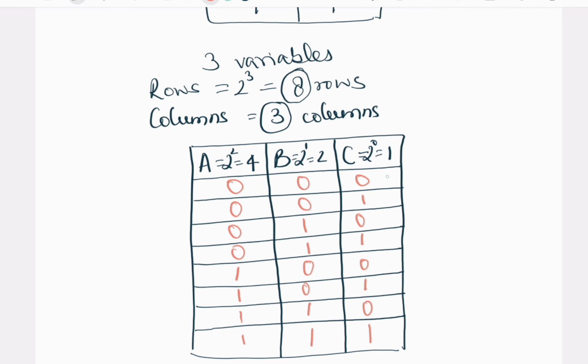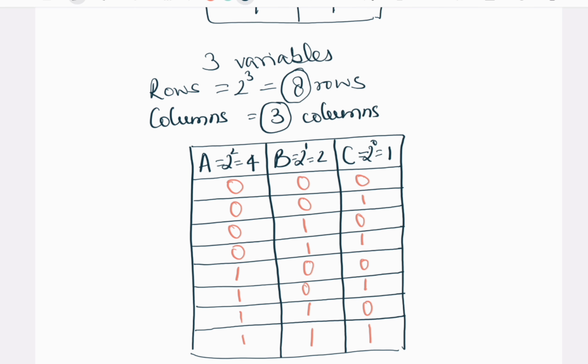Remember, again, we need to make sure we fill all the 8 rows. But the combination goes according to the calculation we have made here, which is 2 to the power 0. It's one time repetition, so 0, 1. 2 times repetitions: 2 times 0, 2 times 1. 4 times repetition: 4 zeros and 4 ones. It's always worth starting with 0, as the counting goes zeros and ones. So this is when you're dealing with the 3 variables.